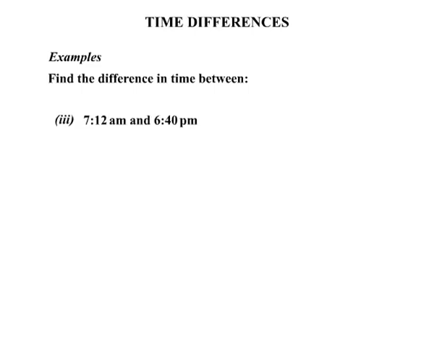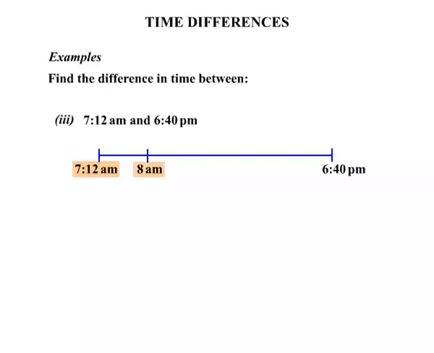Let's look at a third example. We're asked to find the difference in time between 7:12 a.m. and 6:40 p.m. We'll start with our timeline, 7:12 a.m. our starting point, finishing at 6:40 p.m. Now 7:12 a.m. What is the next o'clock time? Well, the next o'clock time is 8 o'clock, so 8 a.m. And the difference between 7:12 to 8 a.m. will be 48 minutes.